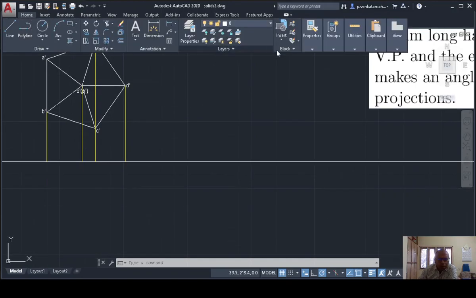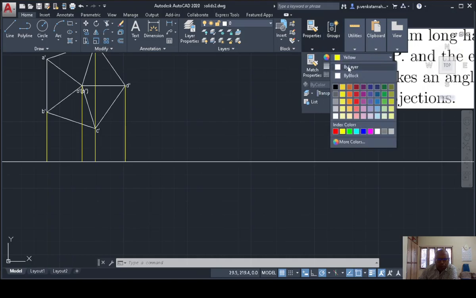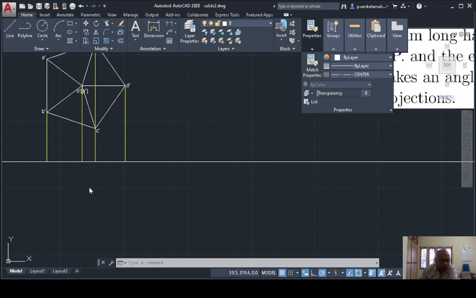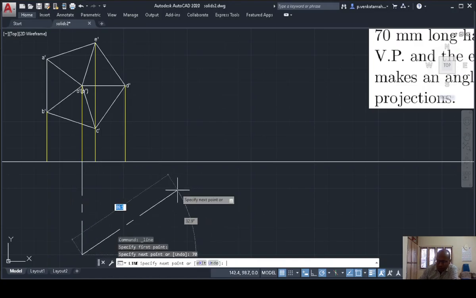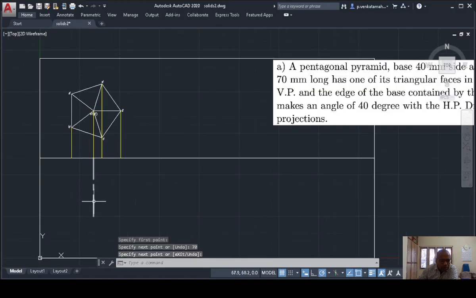Now here I have to change the color. I am changing to white color, and the axis should be of center line. So I am taking a center line. Now the axis is passing through this projection. The length of the axis is given as 70 mm. So this is the 70 mm line, which is indicating the axis for our pyramid.